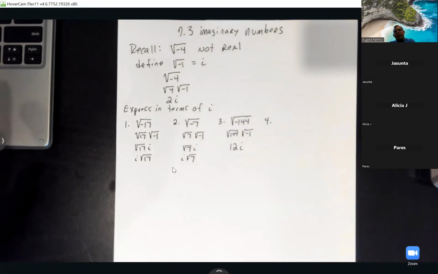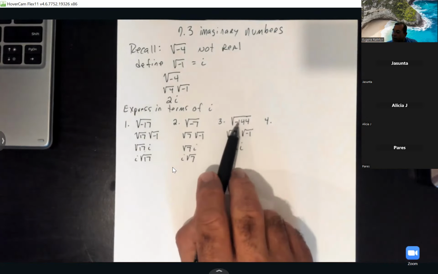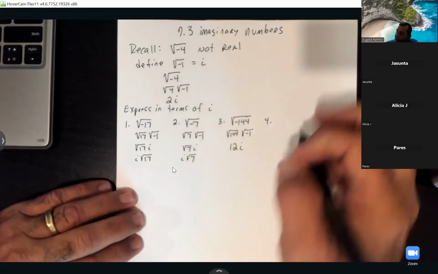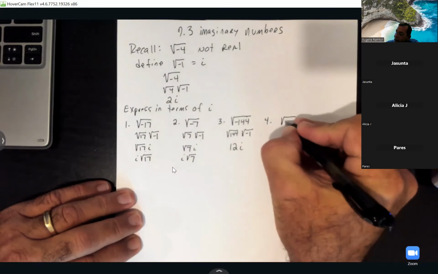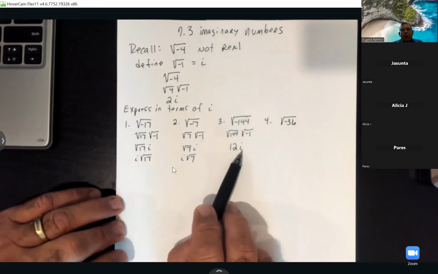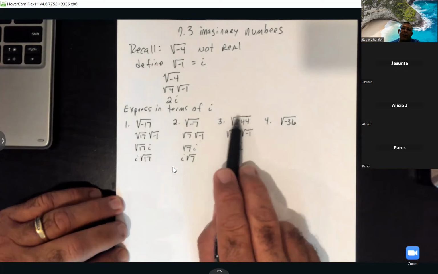So they're pretty much like the square roots we were doing last week. It's just we're now taking care of that negative by using the i, okay? Same thing here, square root of negative 36. And the i is letting us know that we couldn't do this in the real world, but we can do this with imaginary numbers, okay?